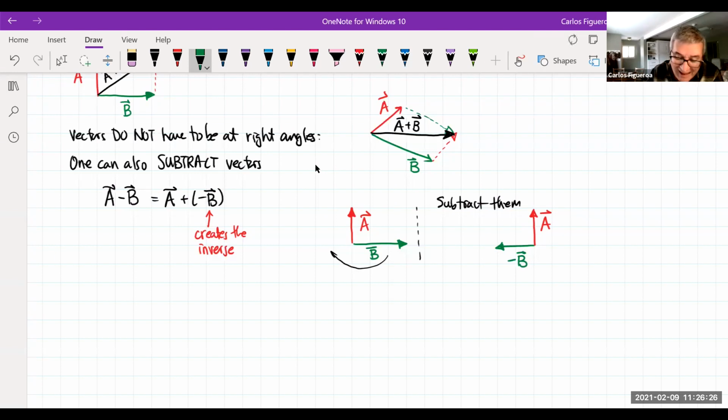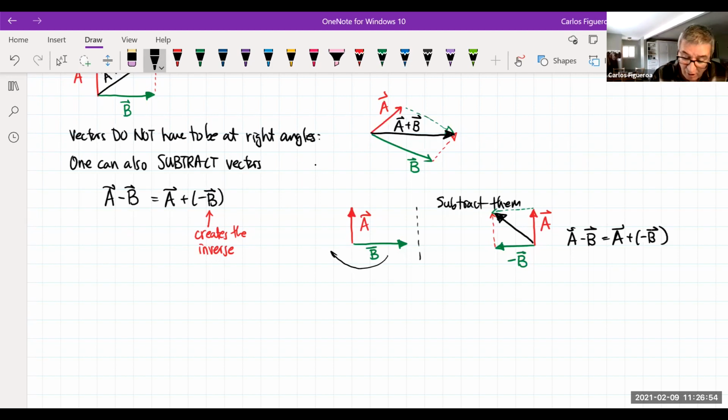Then when I add these two vectors again, I'm going to do the parallelogram rule again, which gives me the vector like this. So now I have subtracted A minus B really by adding the inverse of B. And that gives me my resultant right there.